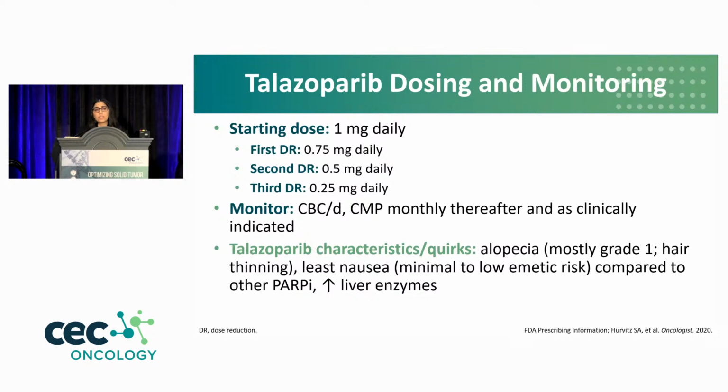Talazoparib, this is the most potent PARP inhibitor we have. If you look at the doses and how that's different from other agents, it does tell you the potency of this agent. Now, specific side effects with talazoparib that are not seen with other PARP inhibitors include alopecia. The good news, this is grade 1. It's only hair thinning. It's not complete hair loss. I do have a lot of patients complain about that, and they actually do not like this side effect.